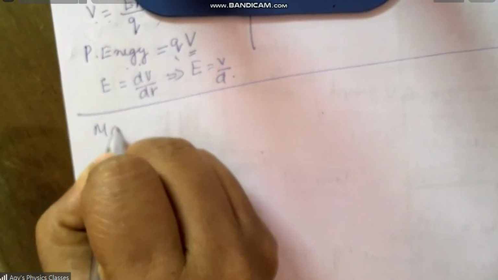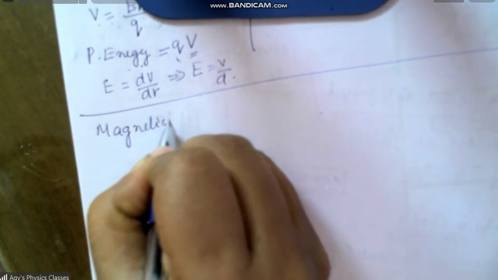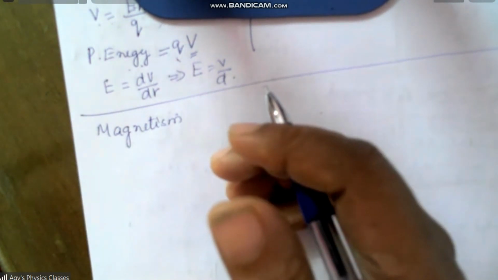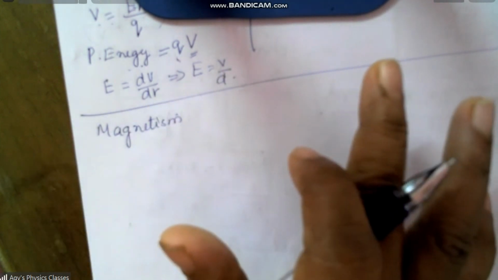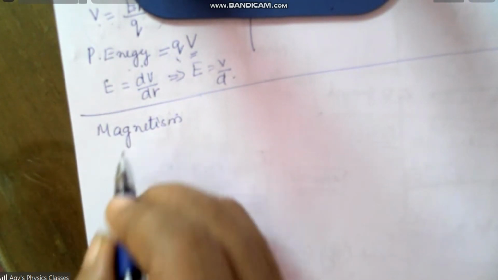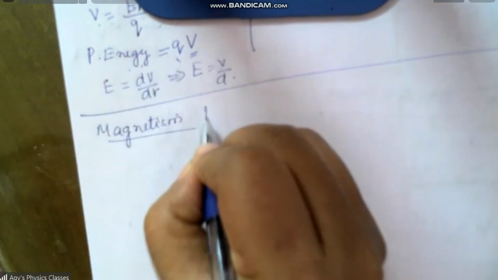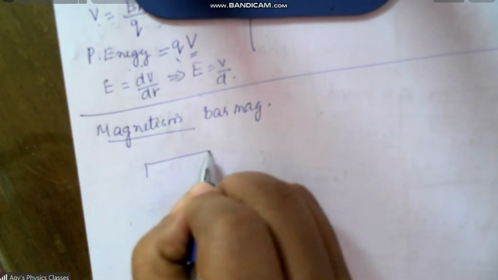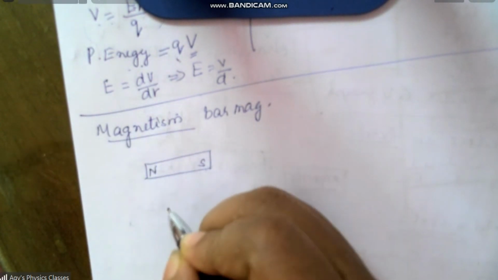So first of all, what is magnetism caused by? We will learn in detail that magnetism is caused by moving charges. Moving charges will always cause a magnetic field. Now, magnetism is also caused by bar magnets, which you are familiar with. And what is a bar magnet? It has a fixed north and south pole.